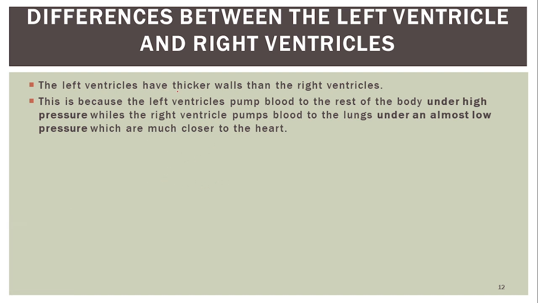Then difference between the left ventricle and the right ventricle. The left ventricles have thicker walls than the right ventricles. Why? This is because the left ventricle pumps blood to the rest of the body under high pressure, whereas the right ventricle only pumps blood to the lungs and under an almost low pressure, which are much closer to the heart.